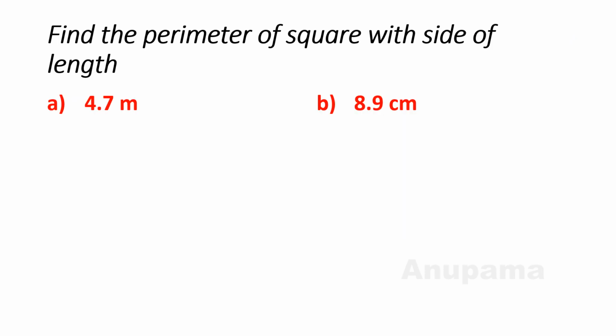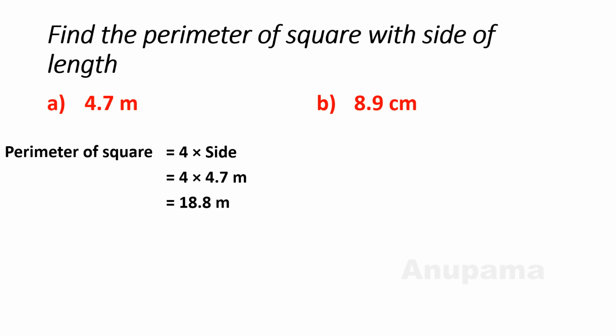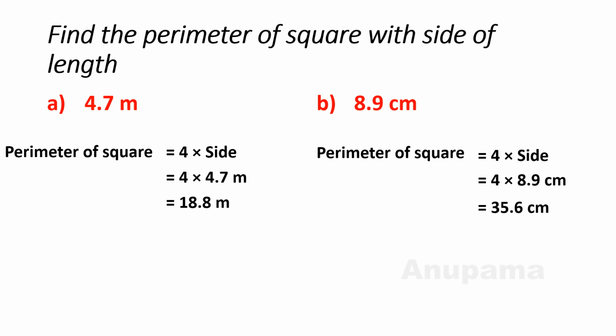Now let us use the formula and find out the perimeter of the following squares. First is 4.7 meter. The formula will be the same: perimeter of a square equals 4 multiplied by side. So let us put the value of side, that is 4 multiplied by 4.7 meter, and after multiplying we will get 18.8 meter. For the second square, 4 multiplied by side equals perimeter of a square. Same formula we will apply, and 4 multiplied by 8.9 centimeter equals 35.6 centimeter.